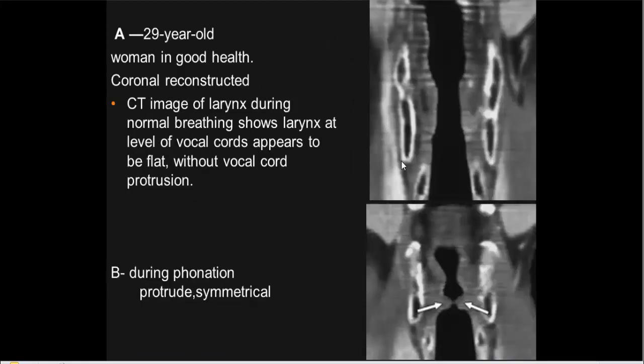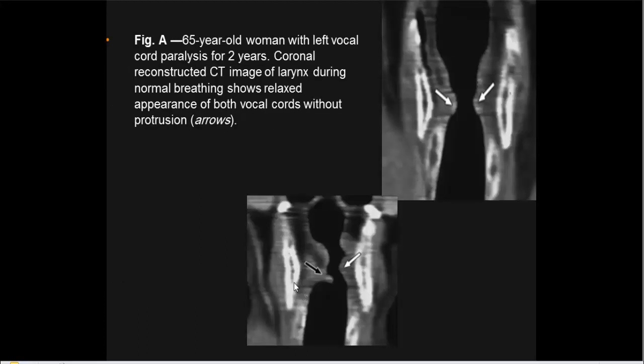A 29-year-old healthy woman, with coronal reconstruction of the larynx during normal breathing, no phonation. The larynx at the level of the vocal cord appears flat without vocal cord protrusion. Here during phonation, they protrude symmetrically, and the vocal cord tips meet each other in the midline.